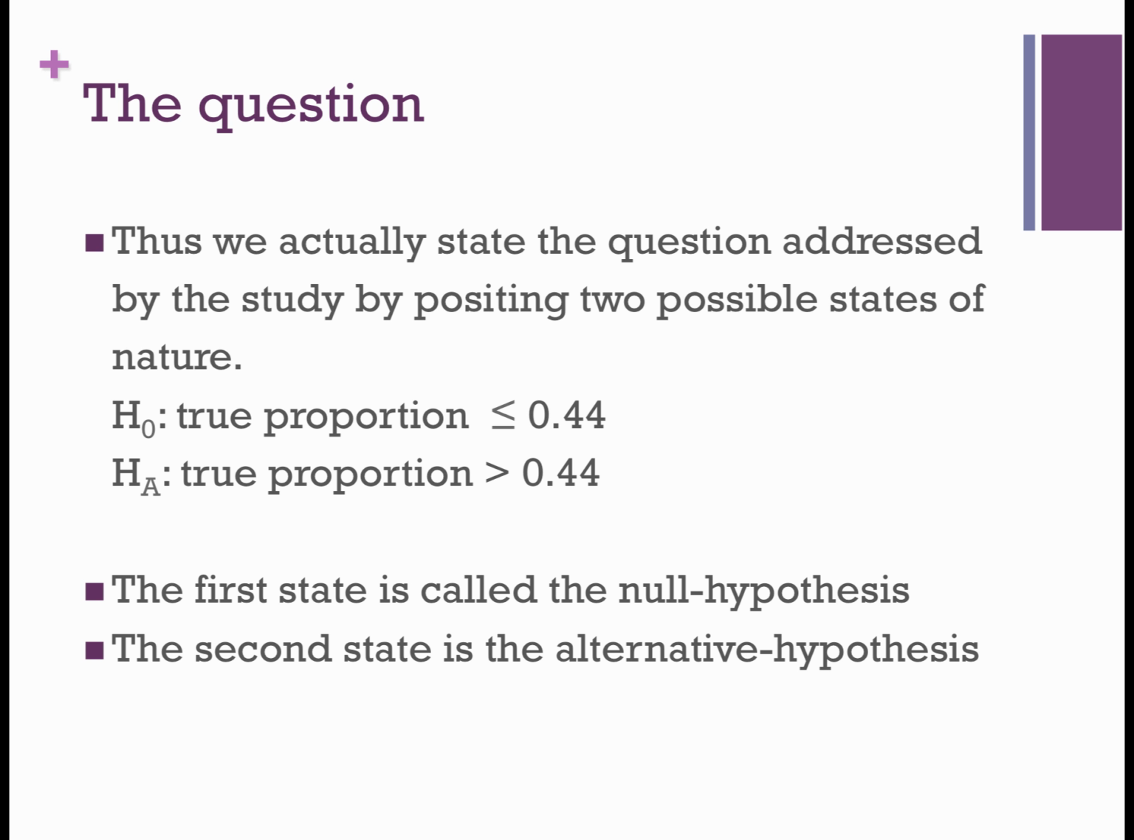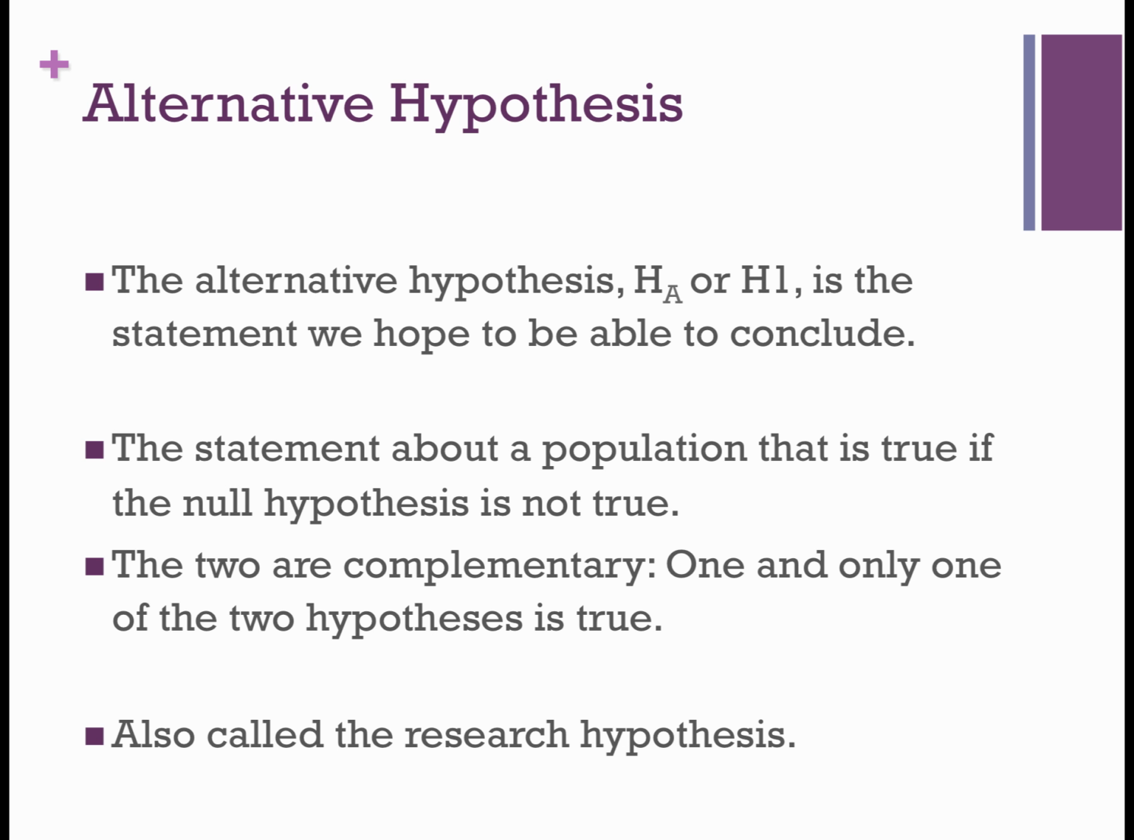The null hypothesis is that the true proportion of survival from ECMO is less than or equal to 0.44. The alternative is that the true proportion is greater than 0.44. So we have a null hypothesis with an equal sign and an alternative hypothesis with a greater than sign. They are mutually exclusive events. The two are complementary. One and only one of the two hypotheses is true.